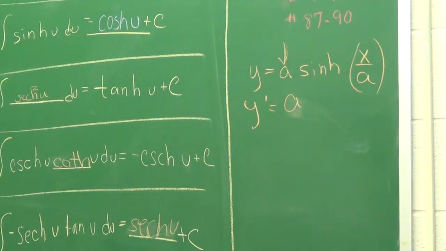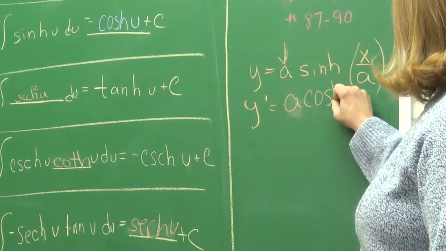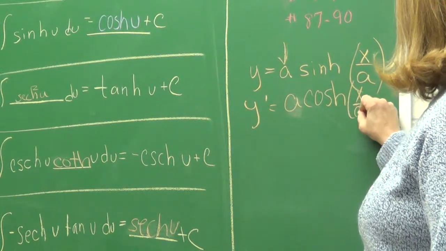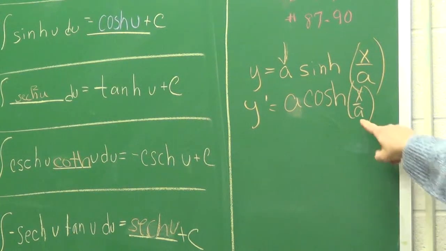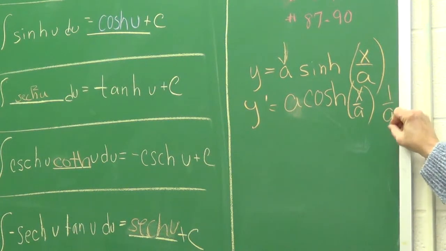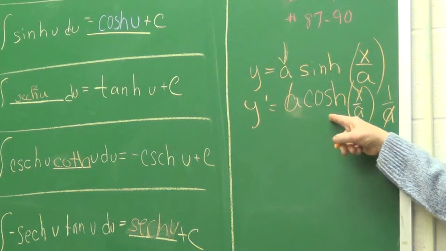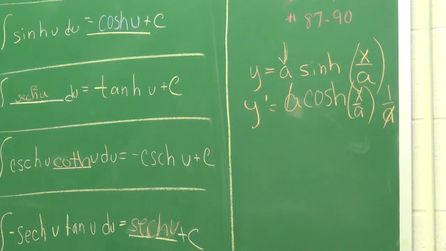So you would use the chain rule. And what function? Hyperbolic cosine of x over a, followed by the derivative of x over a. So that would be 1 over a. Right, 1 over a. So this a will actually cancel out that one. So all we have left is hyperbolic cosine of x over a.